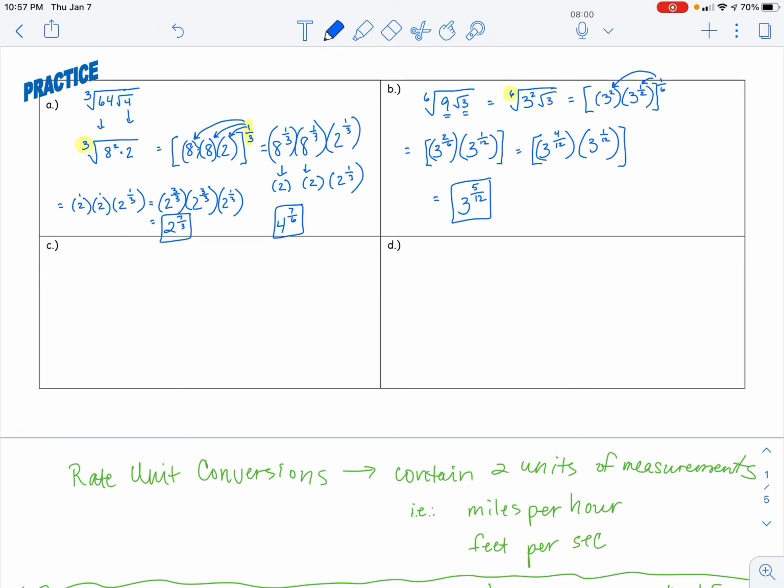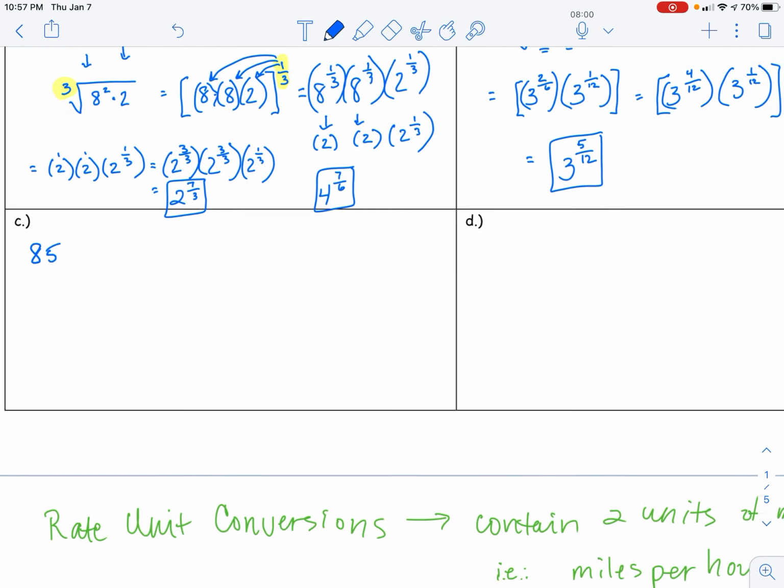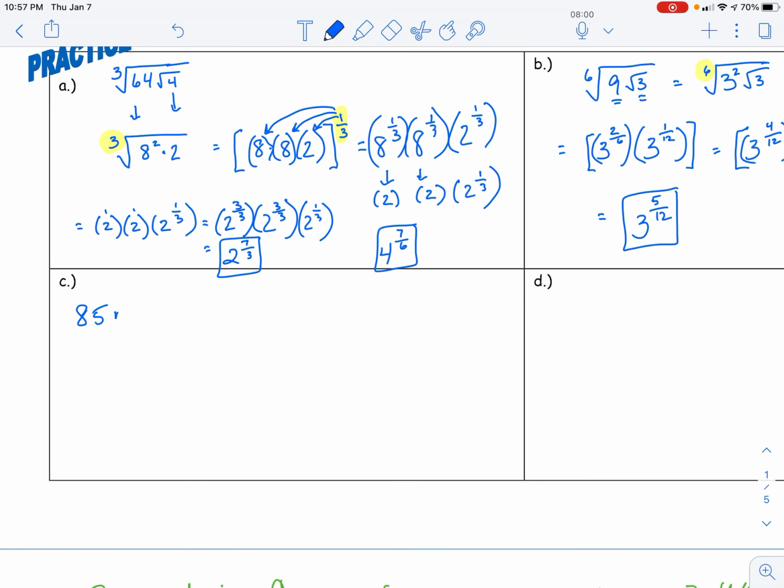Okay, C, this is the first part that we learned. So C says that we are going to use unit multipliers to convert 85 miles per second to miles per hour. All right, so we always write down what we're starting with: 85 miles, and we write it as a fraction per 1 hour. Remember, we convert distance first and then time. So let's do distance.